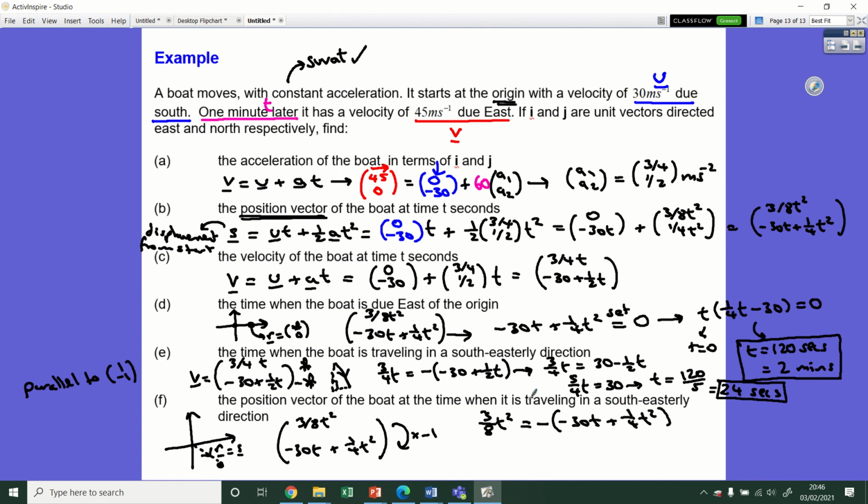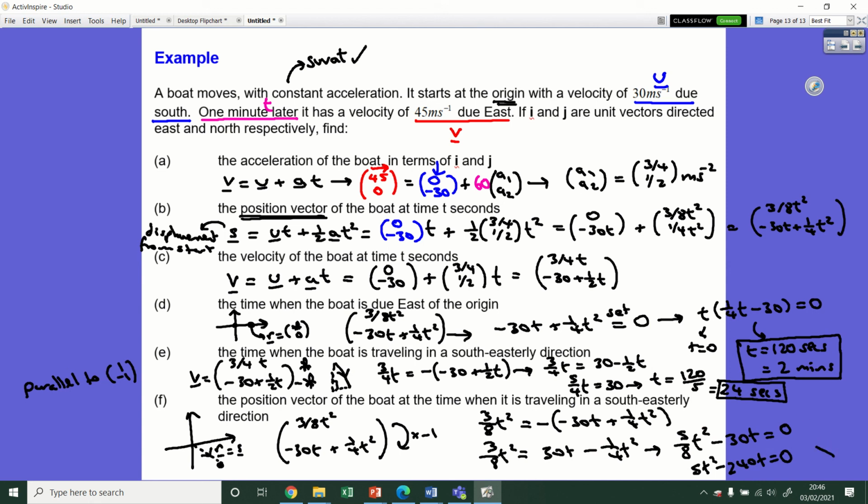Okay. Solve the quadratic equation. Let's go. So 3/8 t squared is 30t minus a quarter t squared. Let's add everything onto the left side maybe. So what's this going to give me? This is going to give me 3/8 plus 2/8 will be 5/8 t squared minus 30t equals 0. I guess we should probably multiply by 8. I don't like the look of that fraction. So 5t squared minus 240t equals 0.